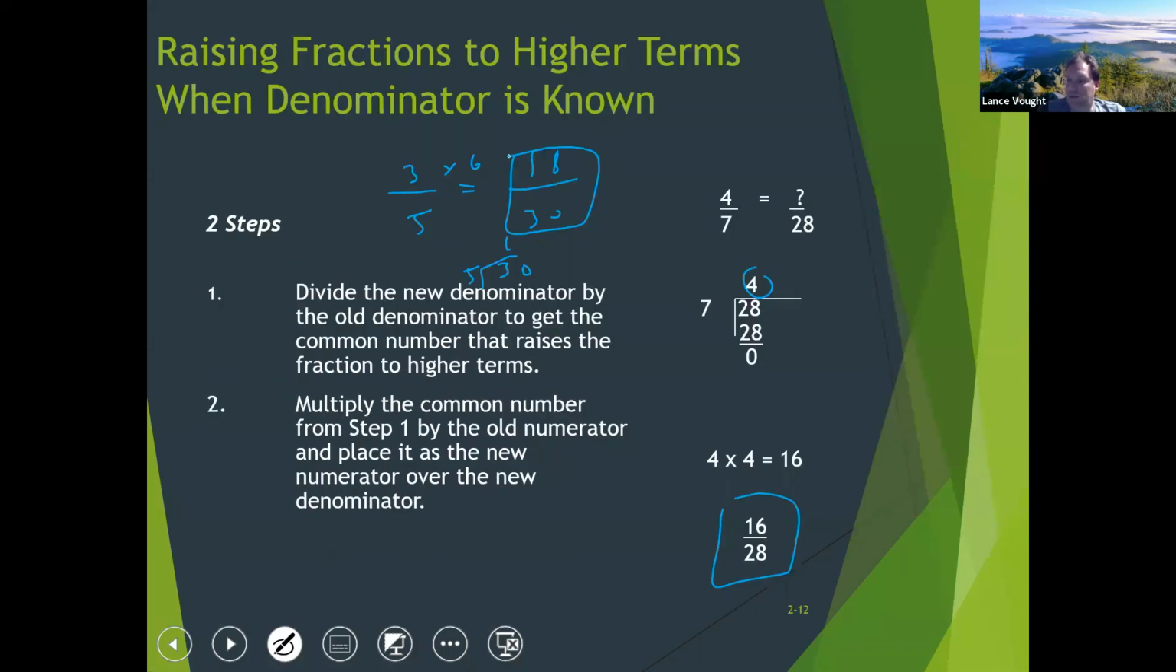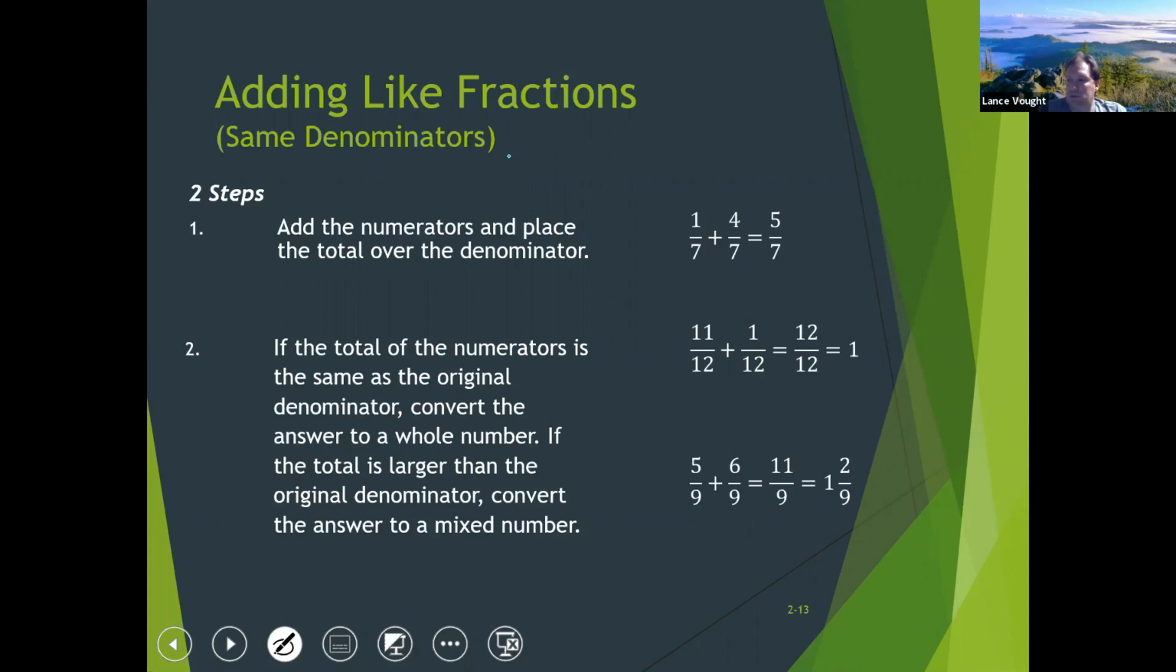So if you want to convert anything upscalar, you just divide the denominators and then you multiply by whatever the quotient is. Now, what about adding fractions? Adding fractions is super easy as long as the denominator is the same. If the denominator is the same, then it's very simple. You just add the tops together.